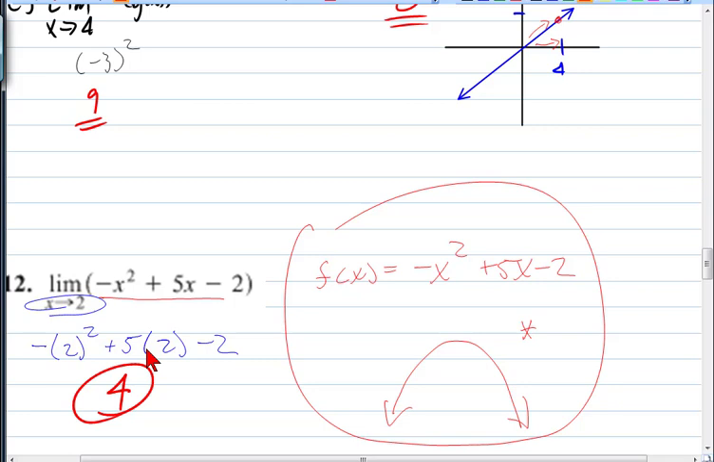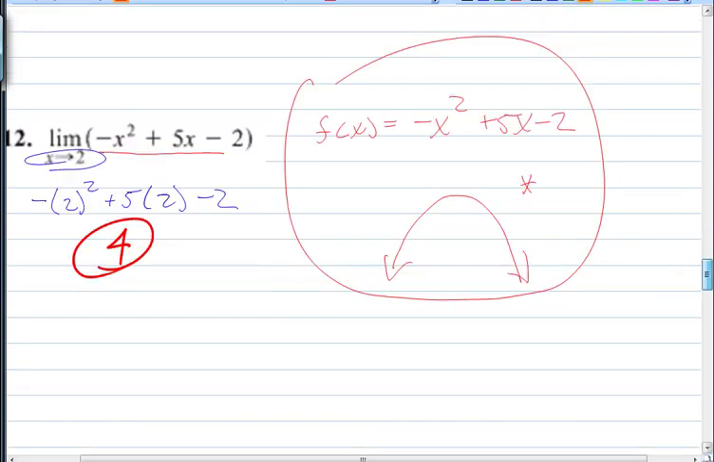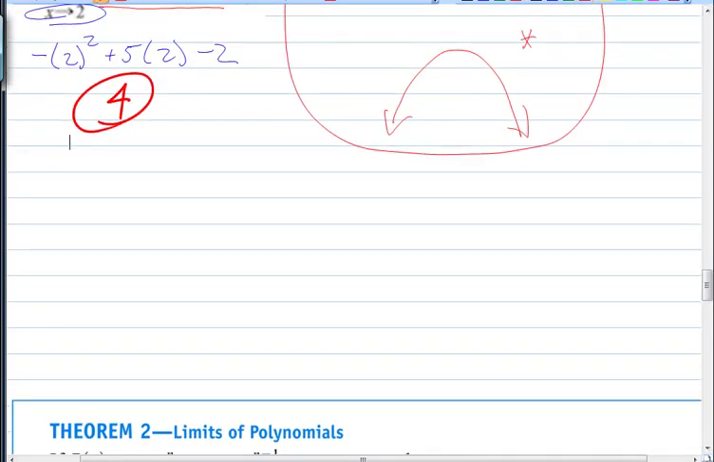Any questions? The question did get asked, how did I know to plug in a 2 right here? And the answer was, because that's what x was approaching. That leads us to the following theorem.